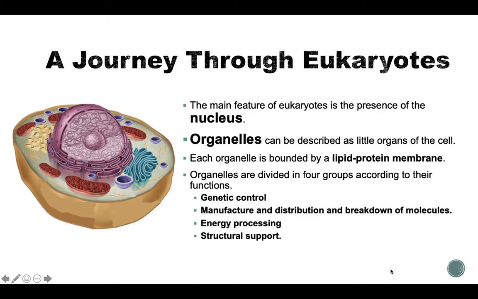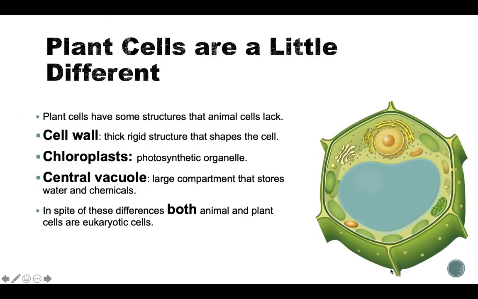We can divide these organelles into different groups according to their specific functions, and those functions are the following. Some of them are in charge of genetic control. Other ones are the makers, in charge of manufacturing, distributing and breaking down molecules. Other ones provide energy for the cell. And then we have others that are there for offering structural support or maintaining the size and shapes of different cells.